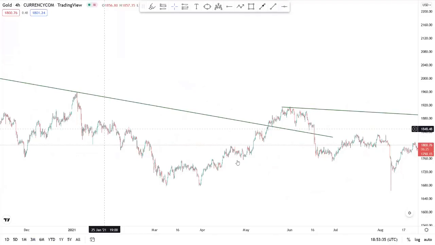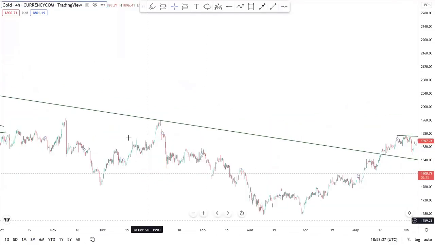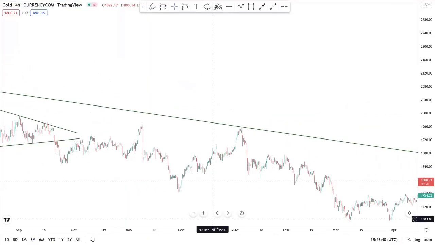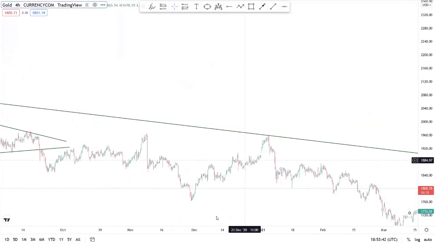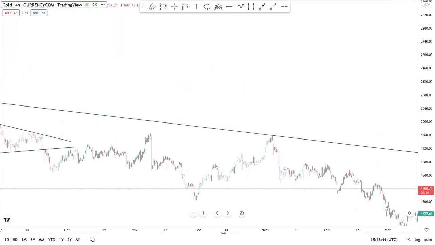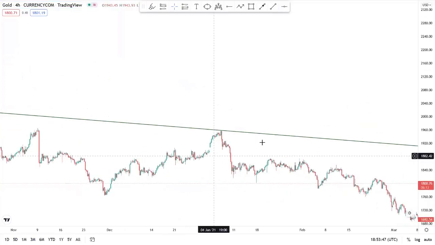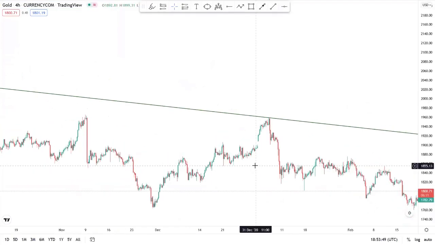So let's check here if we might not get our third touch. I'm not saying you can use this strategy on H4 only. On M30 you can as well, on H1 as well, you can do that. It's possible and it's allowed.